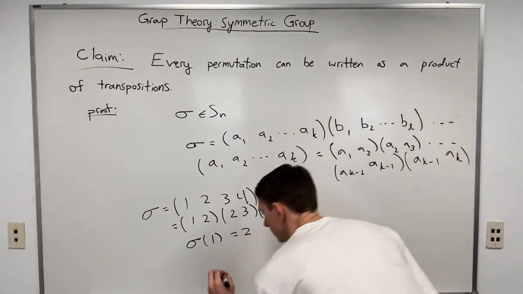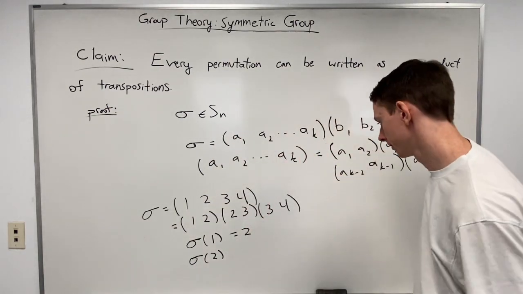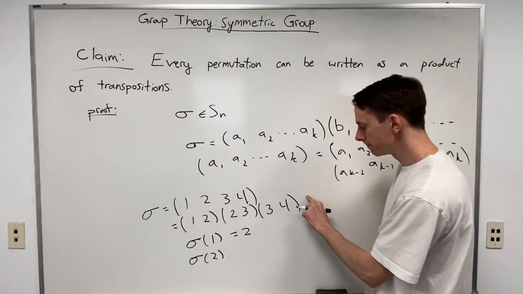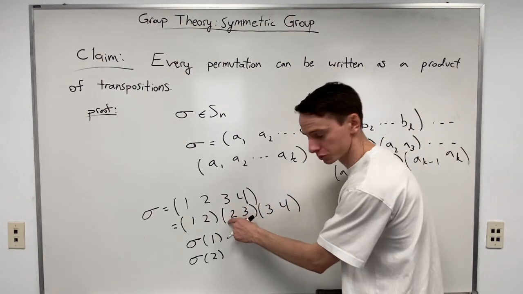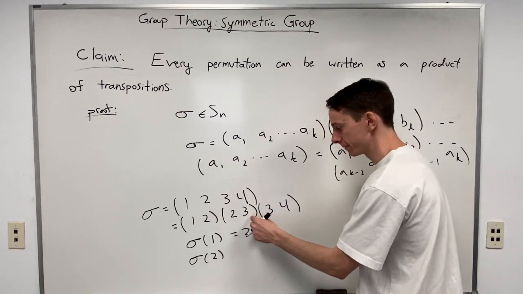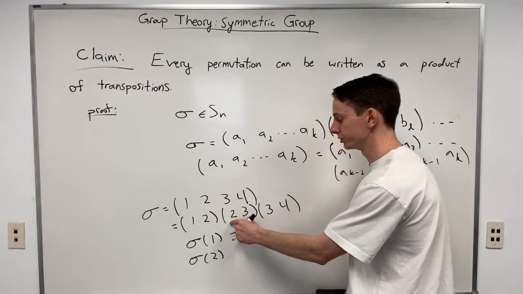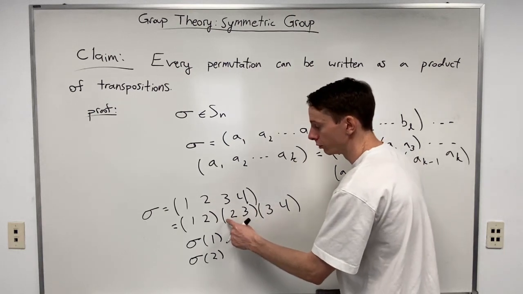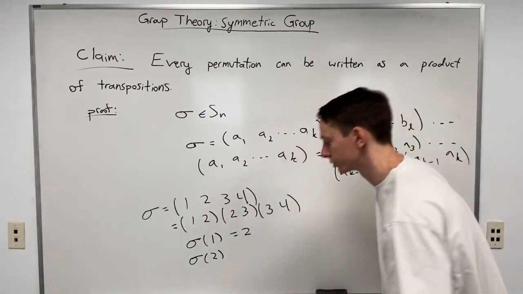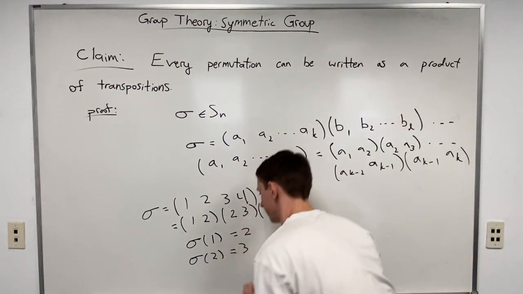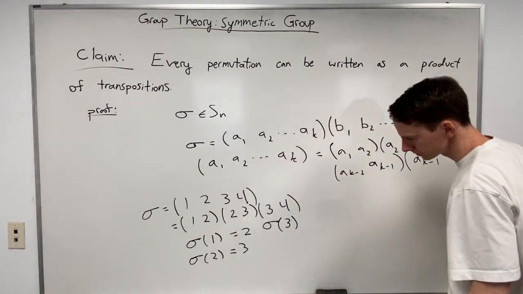Right? Now we can write out sigma of 2 and do the same thing. So if 2 acts as our input, it's not affected by (3 4). It is affected by this one, so 2 goes to 3. So now, after this cycle has acted on 2, we now have 3. And when 3 is the input into here, 1 and 2 don't affect it, so sigma of 2 is simply 3. And we'll do the last 2 just to be complete.